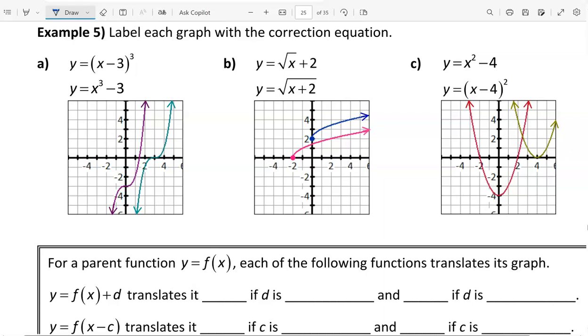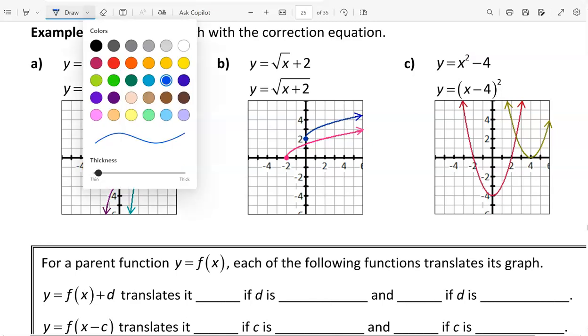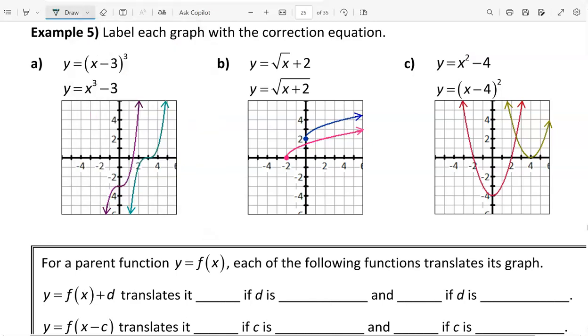All right, now in example 5, we're going to label each with the correct equation. So you'll notice that both of these are translations of the cubic function y equals x cubed. So for the green graph, that's a translation right 3. And so right 3 would be y equals x minus 3 cubed. You'll notice that the minus 3 is on the inside of the cubing, which means that it's going to affect the input value or the x value. So we're translating to the right.